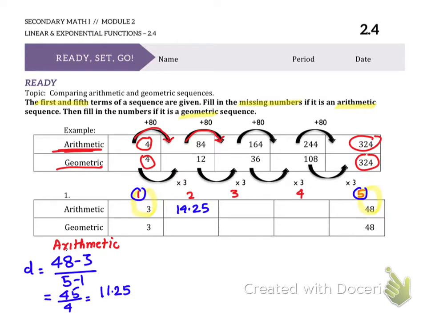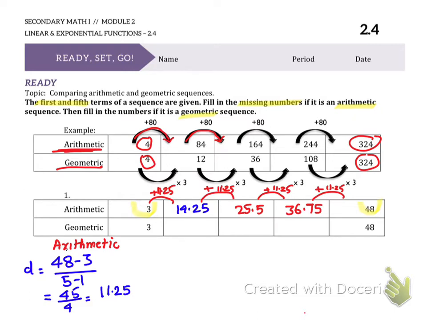Now again I need to add 11.25. I'm erasing this part so that I can show you how I'm getting it. If I add 11.25, I get this. Again I'm adding 11.25, again 11.25. I'm adding, so I have to put the sign also. When I keep on doing it, my next number is 25.5, then 36.75, and you keep on doing it and you finally get 48. So it means it's correct. This is how you do it for arithmetic.